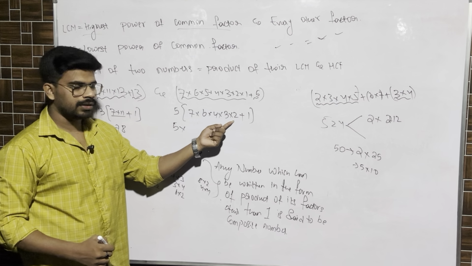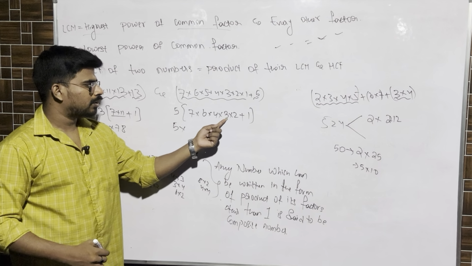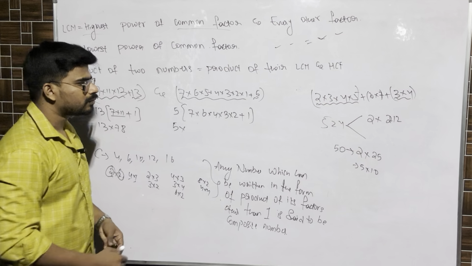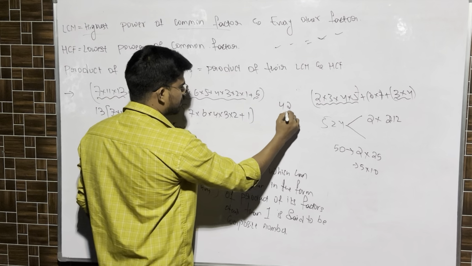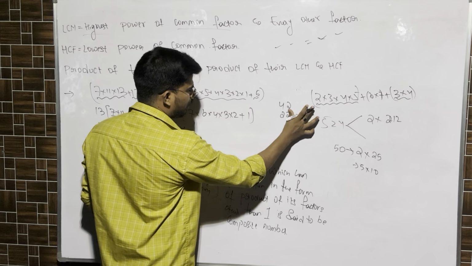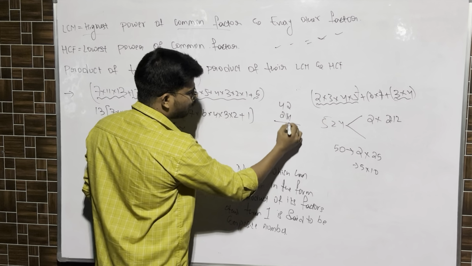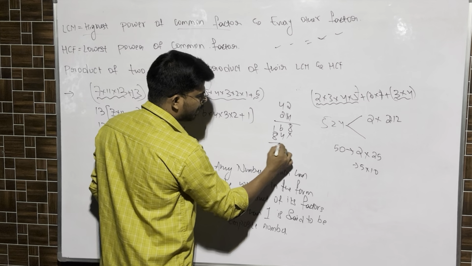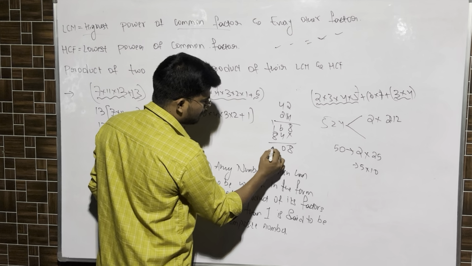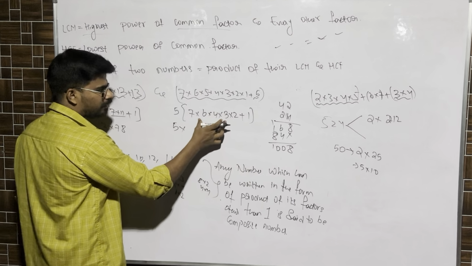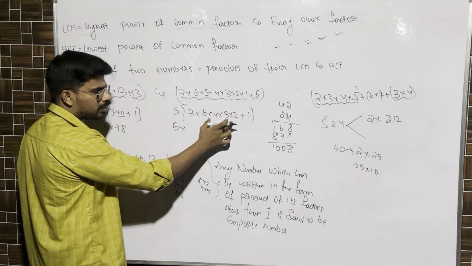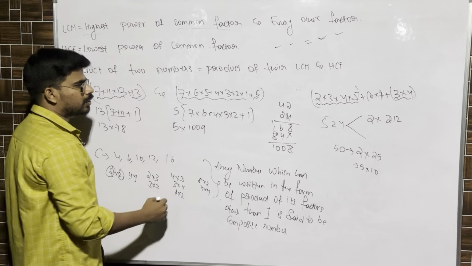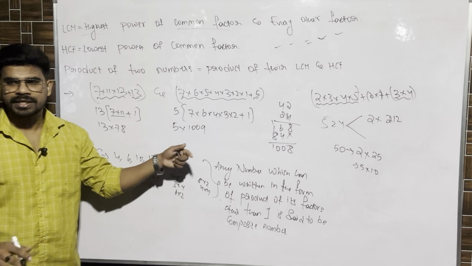4 2s are 8. 8 3s are 24. Till here, 24. 7 6s are 42. 42 into 24. 4 2s are 8. 4 4s are 16. 2 2s are 4. 2 4s are 8. So it is 8, 10, 10. Till here, 1008. 1008 plus 1 is 1009.